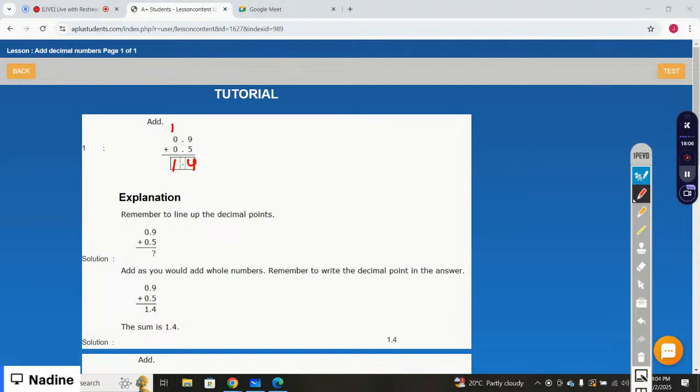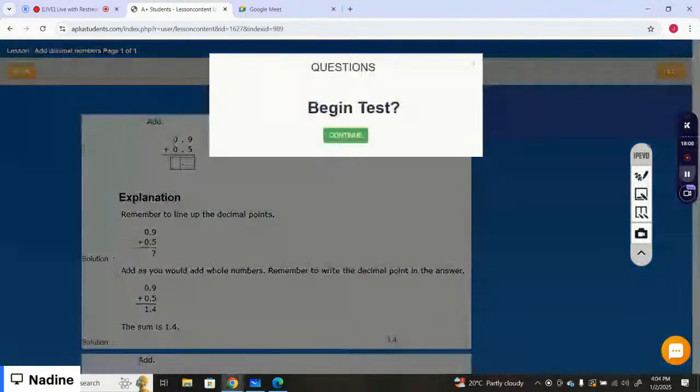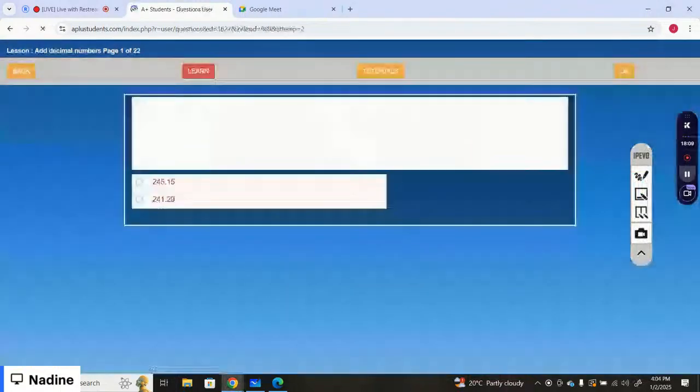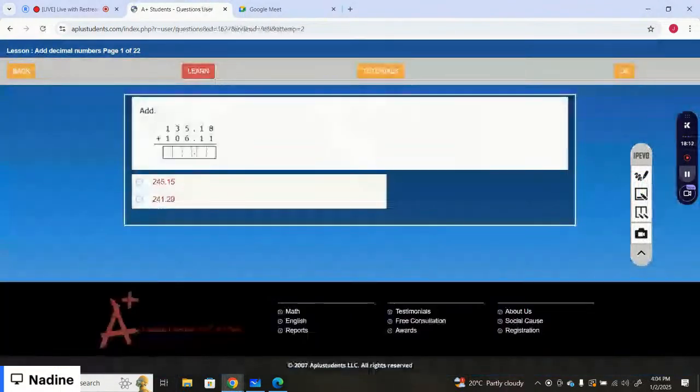Let's just start with the test questions. Let's see how do we add them. Add 135.18 plus 106.11. You need to line up the decimal point, right?